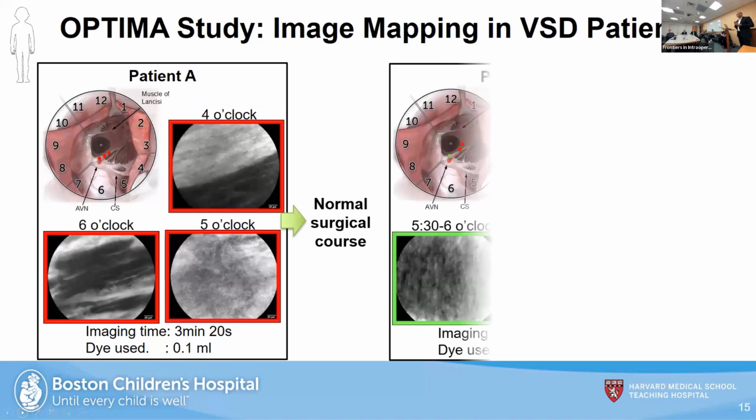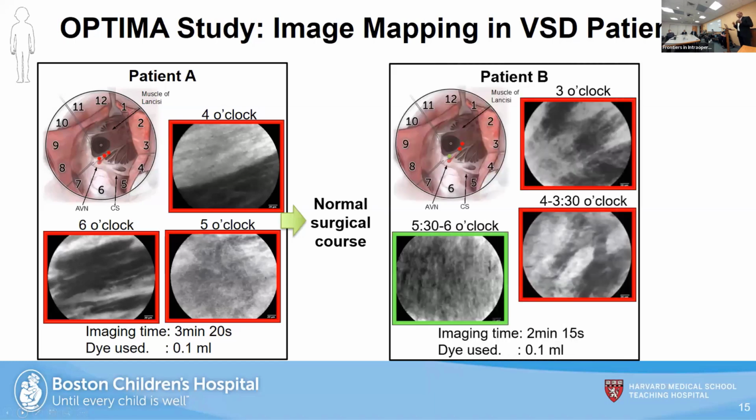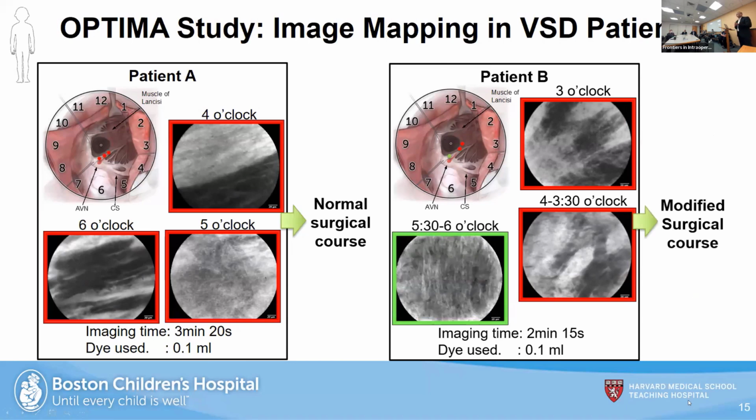But in another patient, there was a deviation in terms of this mapping. Between 6 and 5 o'clock, the image mapping showed that it was safe to operate near the septum at the 6 o'clock. And the surgeon reported changing the course accordingly, modifying the course of surgery in this particular case.